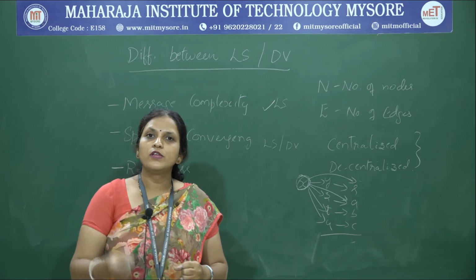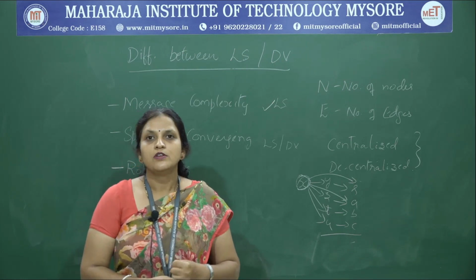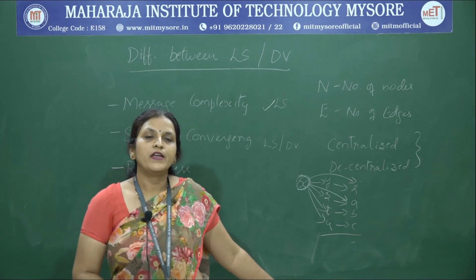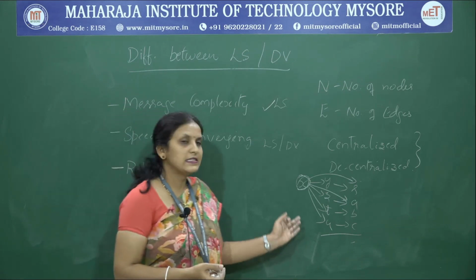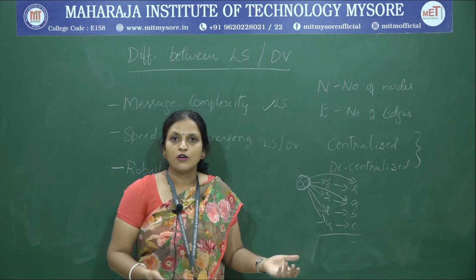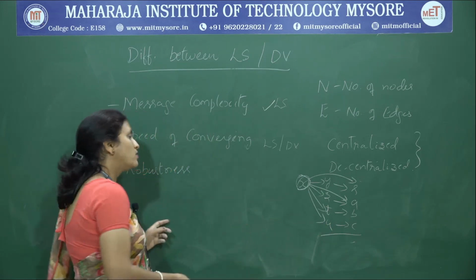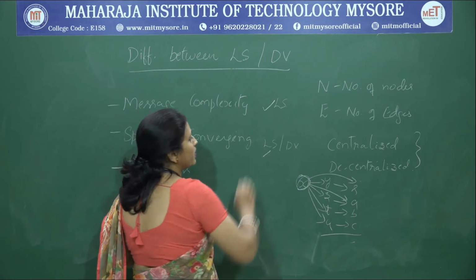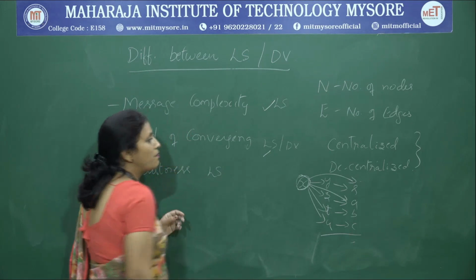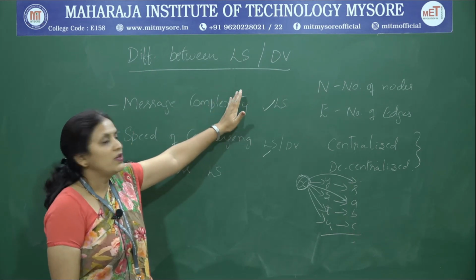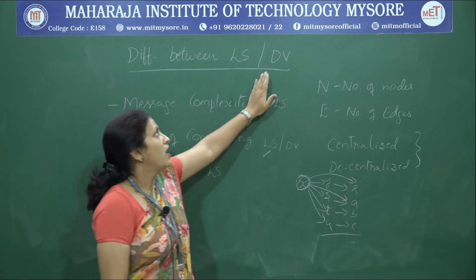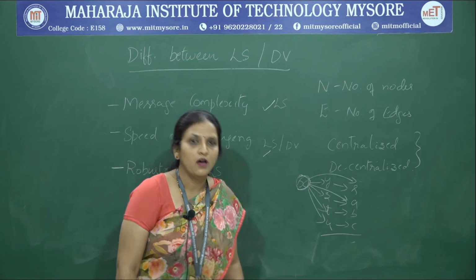So, if a corrupted router sends some wrong information to its adjacent routers, then the new value that is calculated in order to find the least cost path will be wrong. So, the robustness is also more with respect to link state compared to distance vector. So, these are the three differences between link state routing algorithm and distance vector routing algorithm.